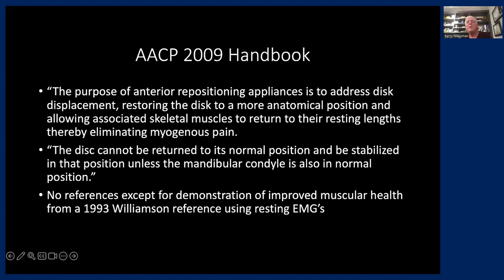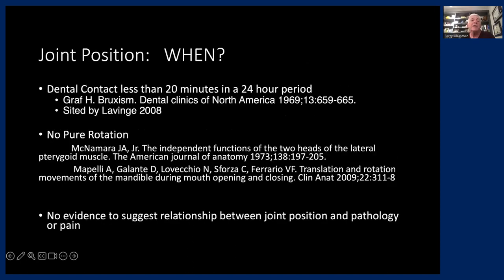The disc cannot be returned to its normal position and be stabilized in that position. Well, there's some question as to how the disc can be stabilized in that position in the first place, as we know that ligament damage, the ligaments that support that disc position, tends to be permanent. And because we put the condyle back doesn't mean the disc will go back. And more than that, we know that the disc is quote unquote out of position in 35 to 40% of the asymptomatic population. And with this, there are no references except for a demonstration of improved muscular health from a 1993 Williamson reference using resting EMGs.